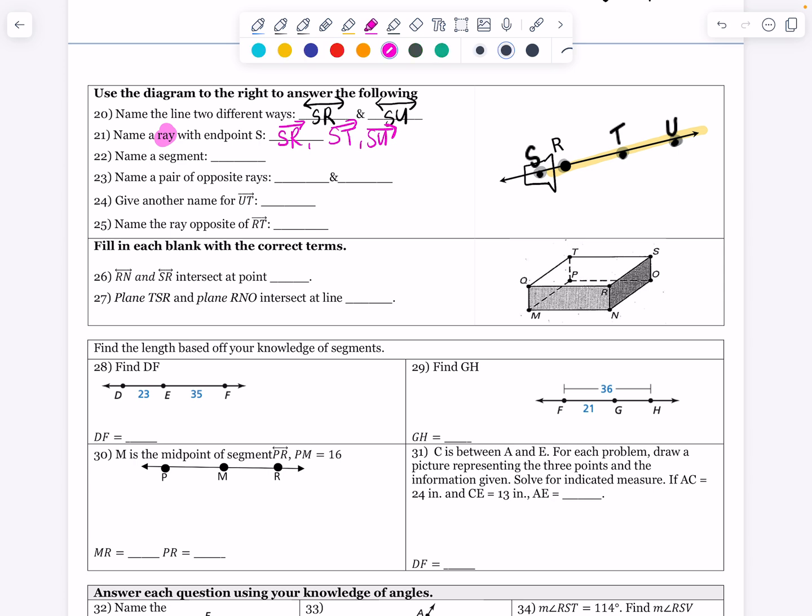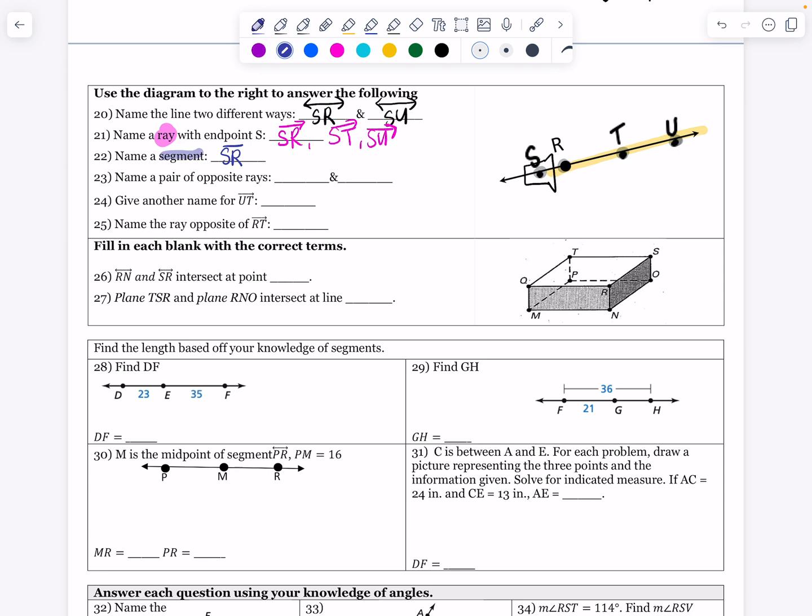Well, what does the next one ask us to do? Now we're going back to a segment. Name a segment. Any segment in the picture. It doesn't say which one. And so there's a ton, y'all. I'm just going to be honest. I'm going to go ahead and just give you an example. S to R is a segment. It's a short segment, S to R. Again, you don't have to put the dots. You can just drop the arrows off of that.